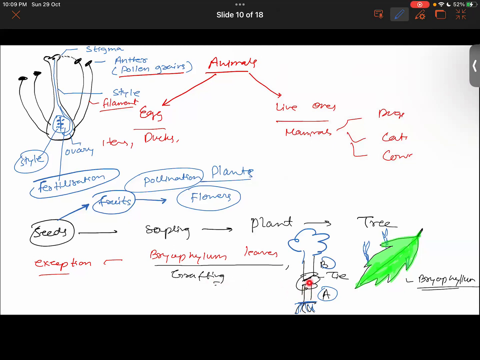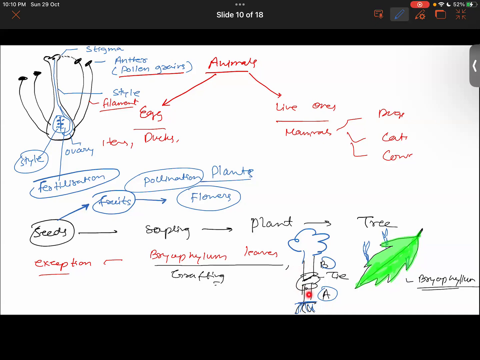Look over here. What happens basically in the process of grafting? You have taken plant A and cut the shoot system of this plant A. Then you have taken plant B and tied it over plant A. One thing needs to be taken care of: both plants have to be of the same or close species.